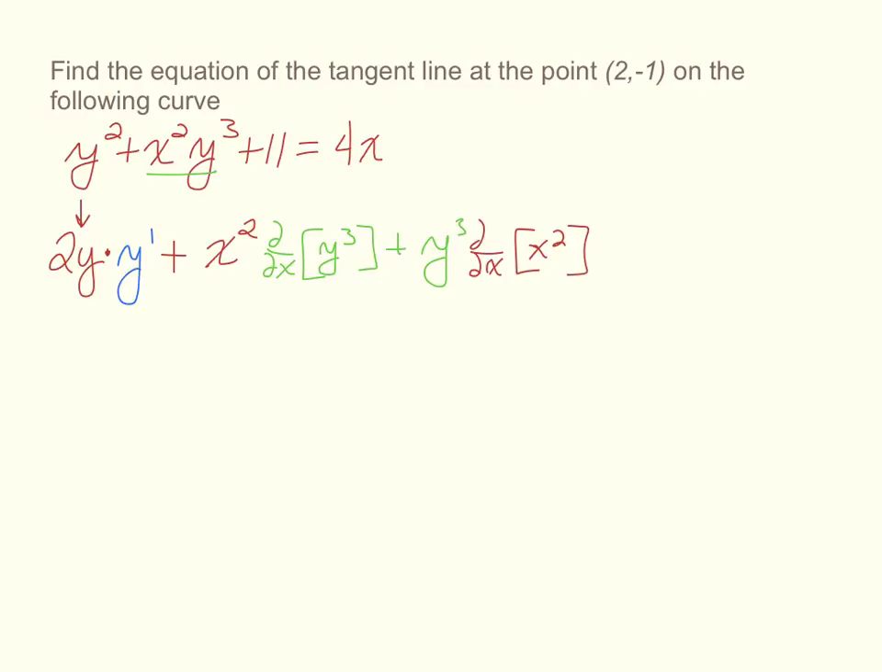The derivative of 11 just turns into 0, as the derivative of a constant is 0. And on the other side of the equation, we have the derivative of 4x. Using the power rule here, the derivative of 4x is just 4. So now from our product rule, we need to find these derivatives.